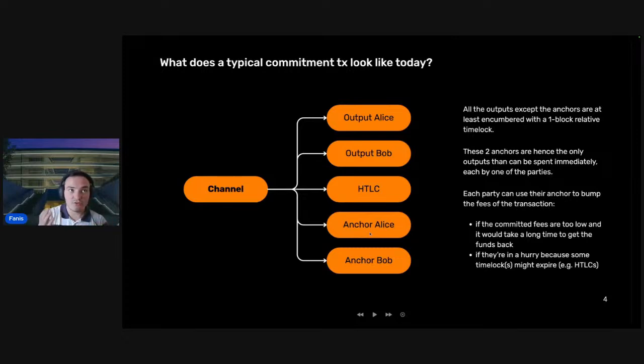It can be just because you want to have your funds back today and now, and not in 2 weeks, for example. And it can also be because you are in a hurry because there are some outputs in the commitment transaction that have time locks, and this time lock might expire soon. We'll cover a classical example of that in a few minutes.